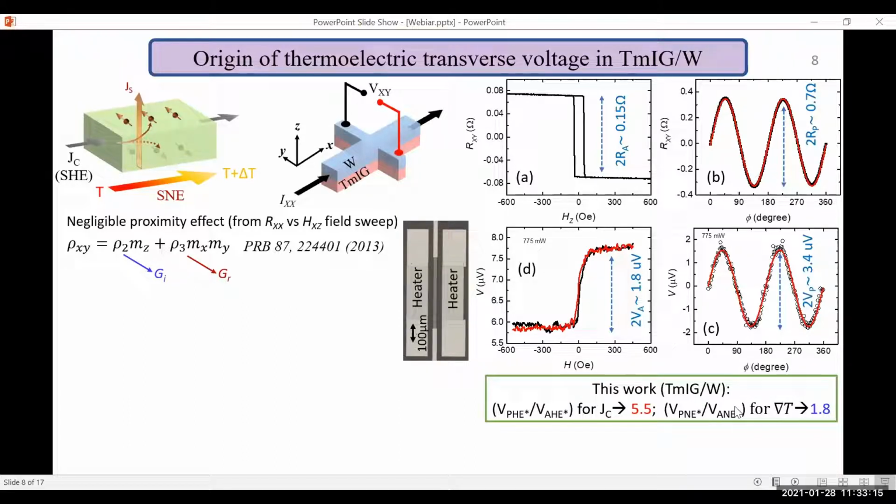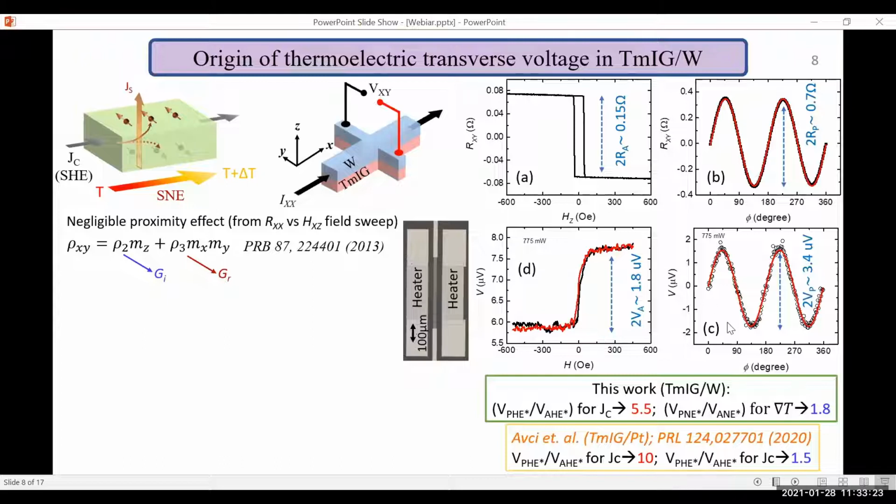Okay, so this is not the first time we have observed this. The first observation was from an MIT group. They reported TMIG/platinum, where the discrepancy was even more, like 10 by 1.5. According to them, it cannot be explained by the spin Nernst effect, so there has to be something else. They call it the spin drag mechanism.